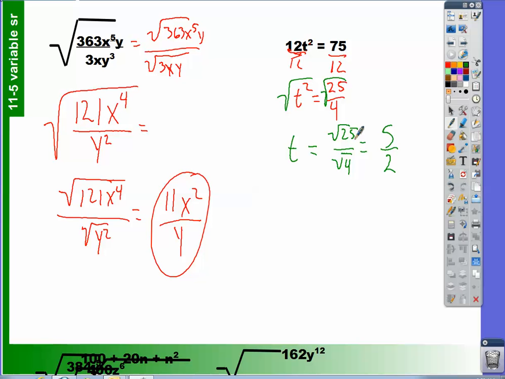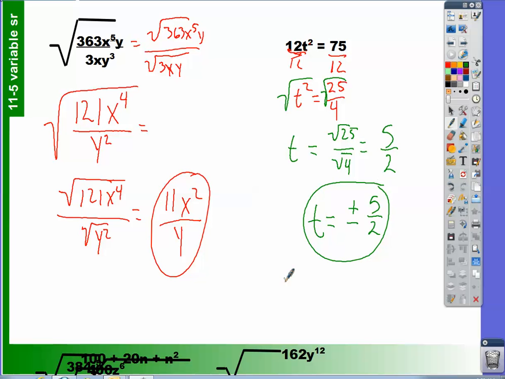I think there's another answer. Can you think of another number multiplied by itself that's 25? Negative 5 times negative 5 is 25, isn't it? Can you think of another number multiplied by itself that's 4? All right. So t is going to be equal to plus or minus 5 over 2, because those numbers could have been negative, couldn't they? So this one ends up having two answers.